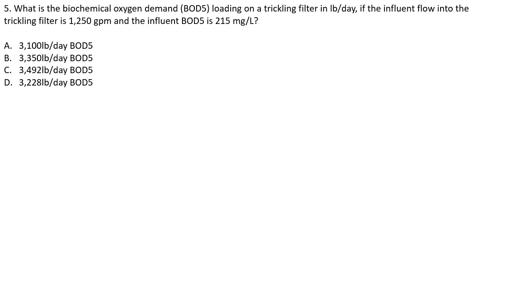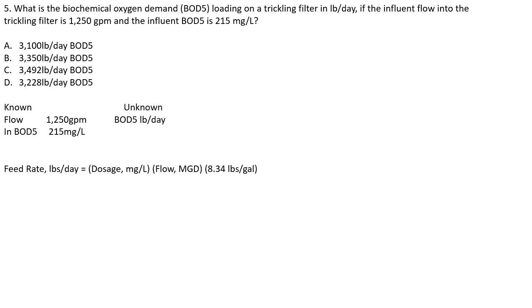Question 5 was, what is the biochemical oxygen demand, BOD5, loading on a trickling filter in pounds per day if the influent flow into the trickling filter is 1,250 gallons per minute and the influent BOD is 215 milligrams per liter? So let's pull our known and unknowns out. So what you know is your flow was 1,250 gallons per minute, your influent BOD was 215 milligrams per liter, and we're looking for the BOD in pounds per day.